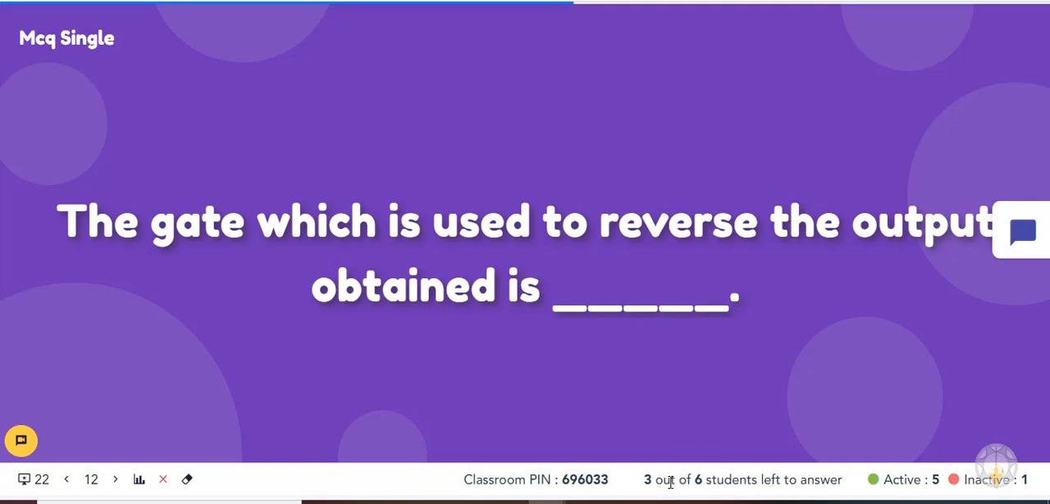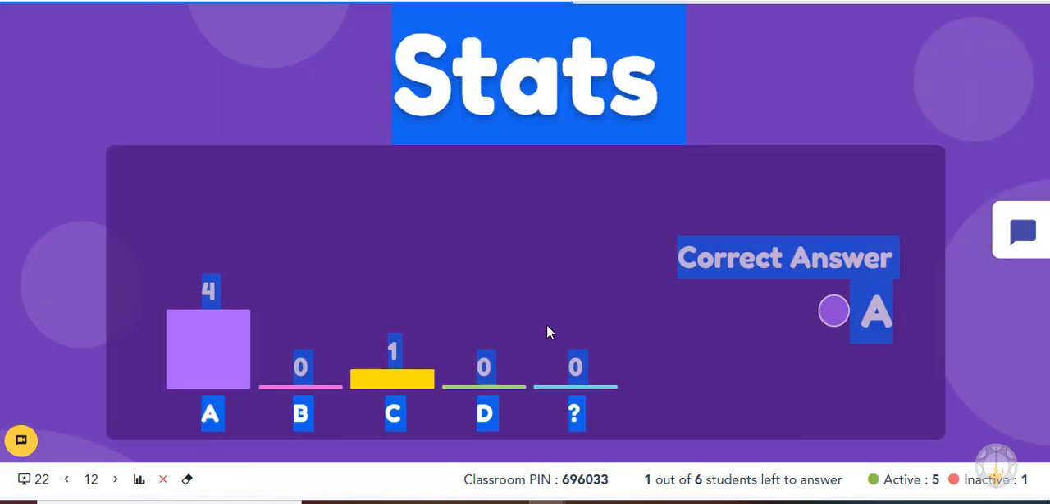Here you can see 3 out of the 6 students are left with the answer. 5 students are active and 1 student is inactive. Now only 1 student is inactive and 1 student is remaining for the answer. So now we can move to the statistics. From the statistics you can see 4 students have given the right answer and 1 student has given the wrong answer. Correct answer is A.